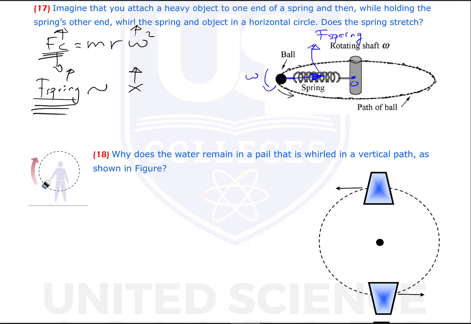What does x increase mean? The spring must stretch. So as you whirl a spring in a horizontal circle, the spring will start stretching to provide sufficient centripetal force for this heavy object to follow that circular path.